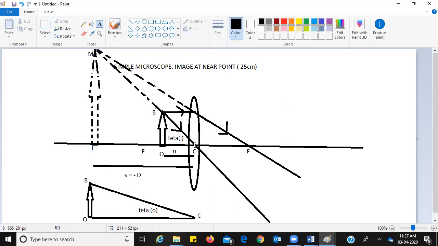Because IC is equal to OC, that distance gets cancelled. No, I want V by U that way, so I want the height to be cancelled, not the length. Listen to this point, it is important for the next case: the image is not compulsory for theta I. The light ray from the image is enough. With the object, you can find theta I.